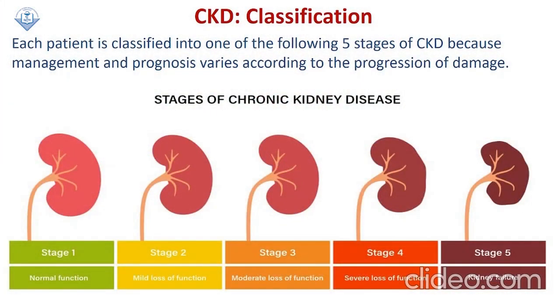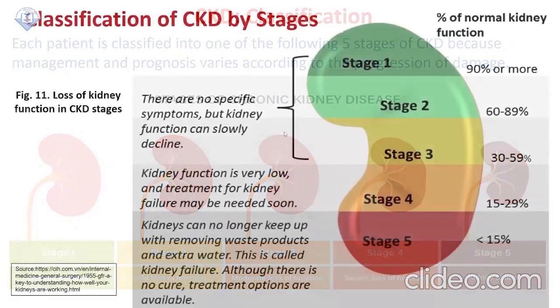Classification. Each patient is classified into one of 5 following stages. The stages are stage 1, 2, 3, 4 and 5. In stage 1, we have normal function of kidney or even hyperfiltration. In stage 2, we have mild loss of function. Stage 3 is moderate, 4 is severe loss of function, and the 5th stage is kidney failure. Why do we recognize different stages? Because management and prognosis vary according to the progression of damage.